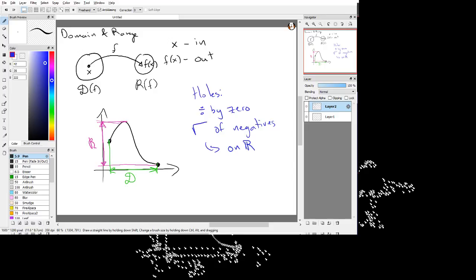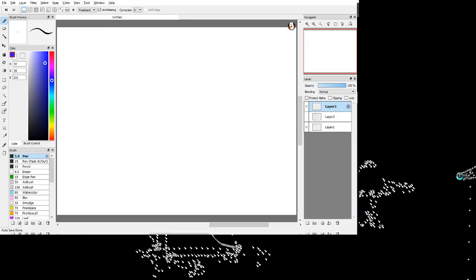Okay. Let's see here. There we go. So let's take a look at those two examples then. I want this color blue.